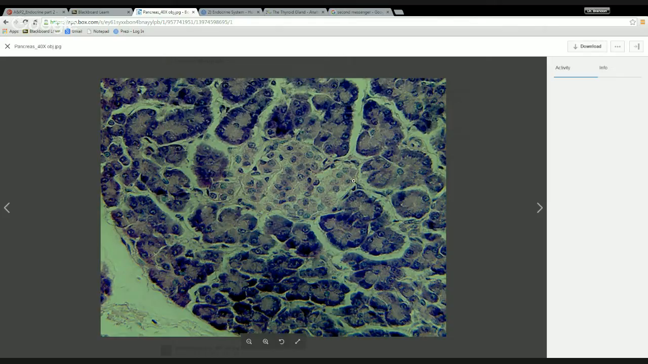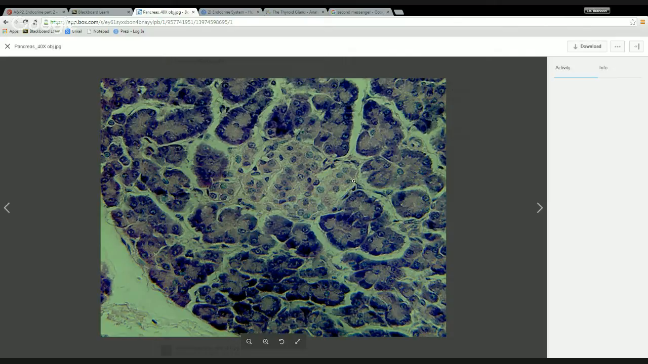Now, let me start with beta cells. Beta cells make insulin. Okay. Alpha cells make the counterpart to insulin, which is called glucagon. Just like calcitonin and PTH balance calcium levels, insulin and glucagon balance blood glucose levels. Okay. When blood glucose levels are high, you release insulin to lower blood glucose levels. When blood glucose levels are low, you release glucagon to raise blood glucose levels back to the normal range.